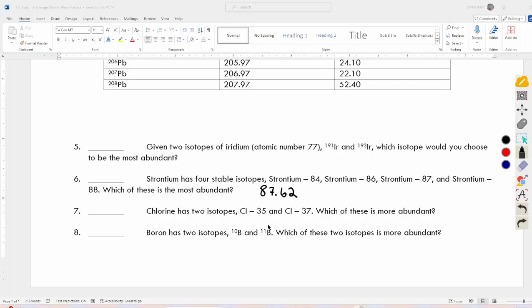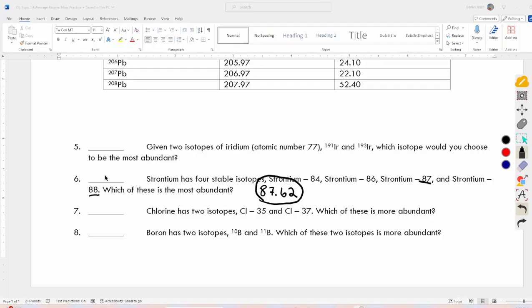The other questions here are pretty much asking you the same thing. Go look up the real average atomic mass on the periodic table and then take a guess which one of these it is the closest to. So really what it's asking us is, which one of these is this number closest to? And that's it. So 87.62, it's between 87 and 88. So it's going to be one of those. Is it closer to 87 or 88? That's right. It's closer to 88.